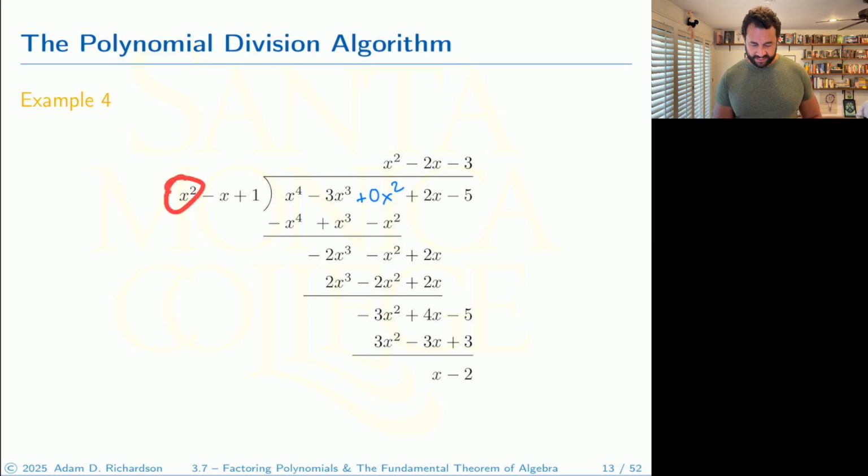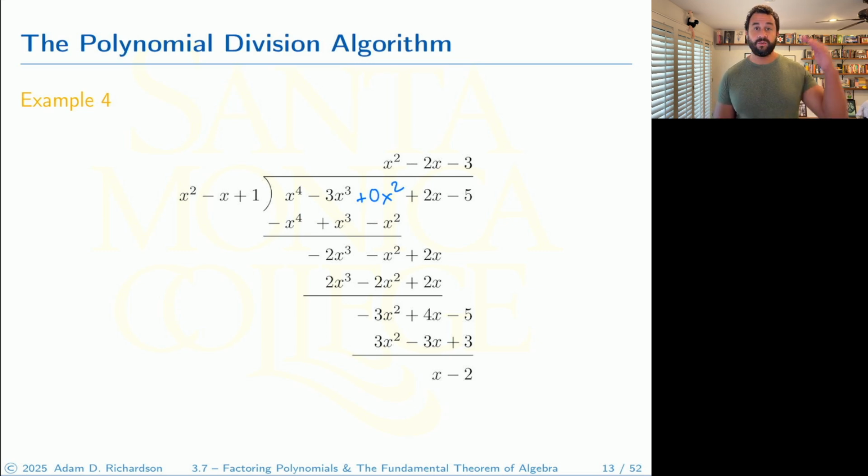What do we multiply x squared by to get x to the fourth? X squared. So we're going to write x squared above that squared term. All right, x squared times x squared is x to the fourth. X squared times negative x is negative x cubed. X squared times 1 is x squared. Then we're going to change all the signs because we're going to subtract. Usually when I do this by hand, I really just follow my nose. I just write the resulting terms and then change all the signs at the end, okay? But this is calculated automatically, so it's changing the signs for us.